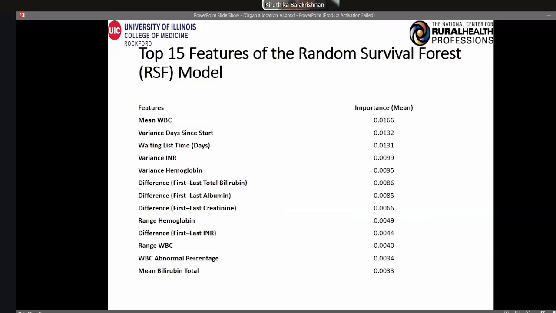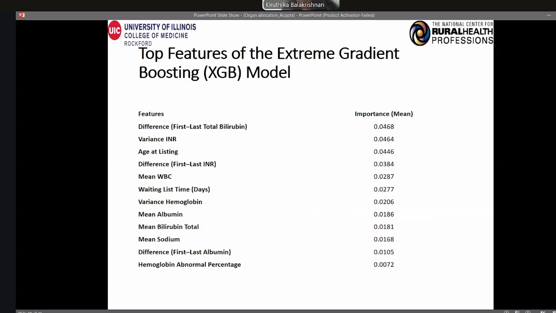This is the feature importance for the random survival forest model. Here we can see that mean WBC and variance of days since start, then waiting list time, are among the top 15 important features. Then this is the top features from the XGBoost gradient boosting model.